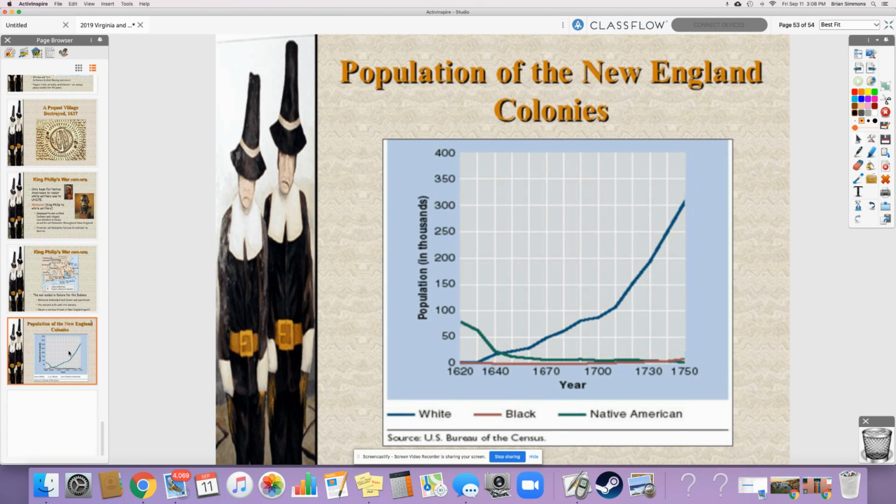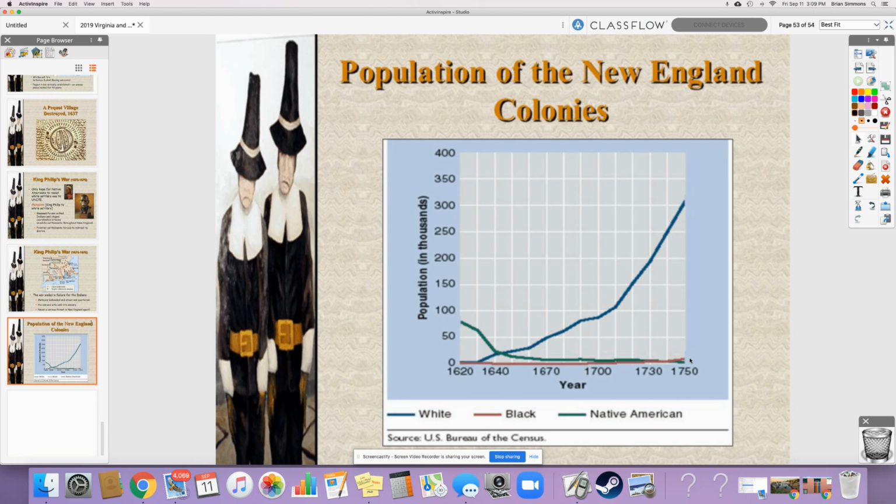Overall, in all of the New England colonies, what we are going to see is that the white population between 1620 and 1750 is increasing. Native American populations are dying off from disease and warfare. And there are people of African descent that are there, but the numbers are pretty low.